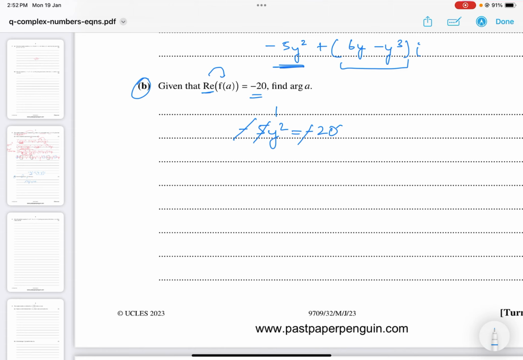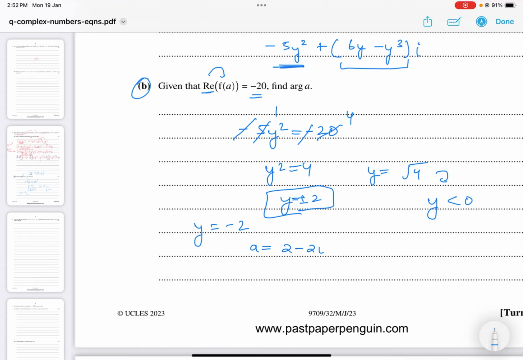5 times 4. Very good. y square equals 4. y equals plus or minus 2, because y equals the square root of 4, that is plus and minus 2. Now, it was given that y is less than 0. So we will consider y equals negative 2. So our complex number would be 2 minus 2i.